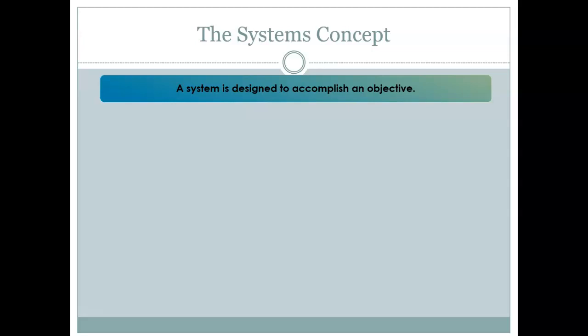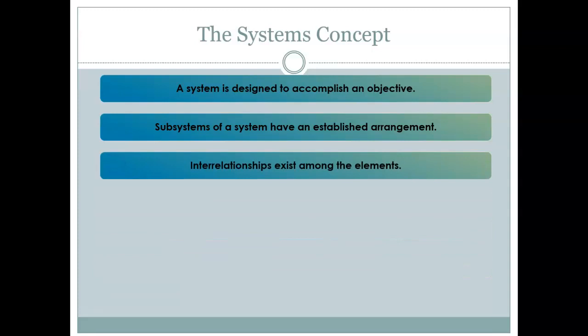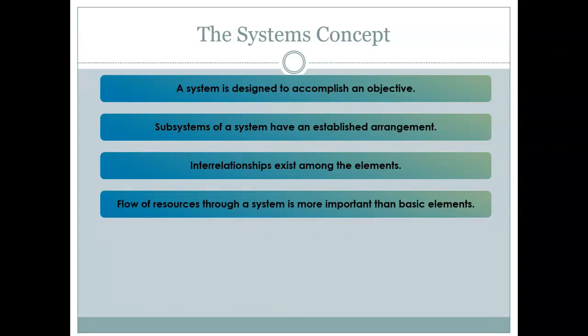A system is defined, as mentioned, as a collection of interrelated parts or subsystems unified by design to obtain one or more objectives. The following are different fundamental implications of the term system and really define that overall term. So a system is designed to accomplish an objective. In food service, this objective would be to provide meals at a competitive price. Subsystems of a system have an established arrangement to accomplish the goal or objective of a larger organization. There are interrelationships that exist among the elements, and the flow of resources through a system is more important than basic raw materials. The raw materials being the ingredients, equipment, labor, the skill that all works together to create the final outcome, which is the meal or food items.